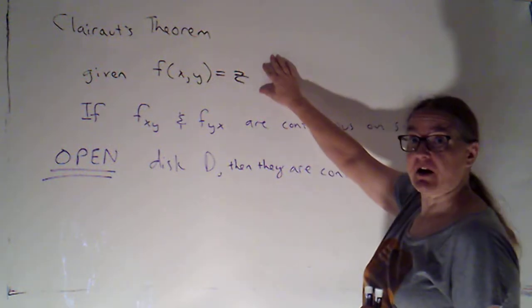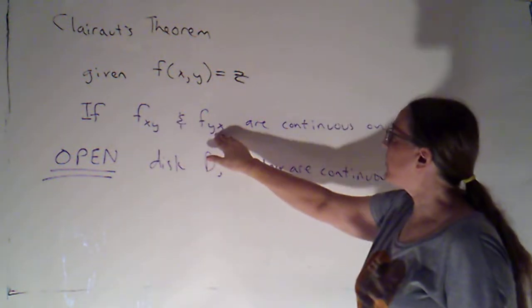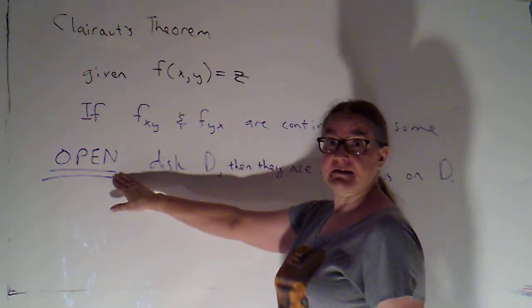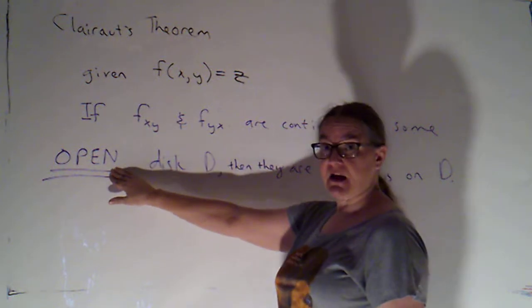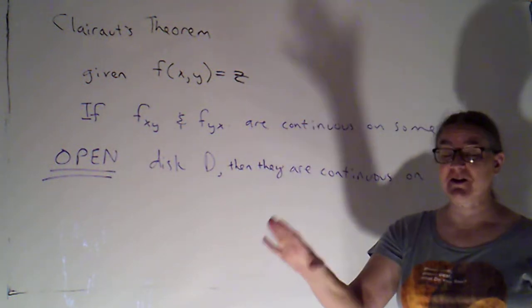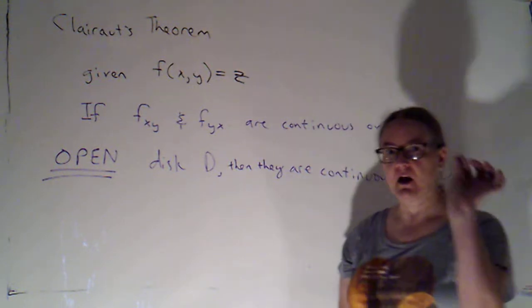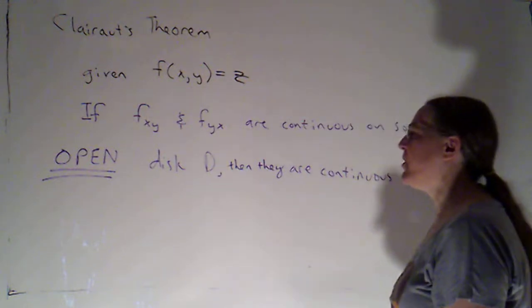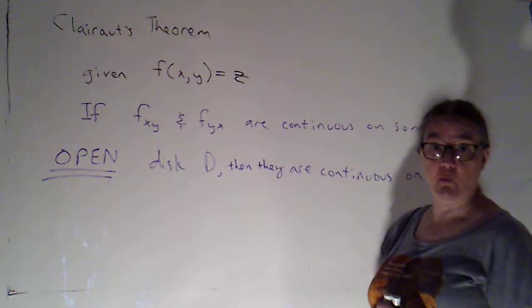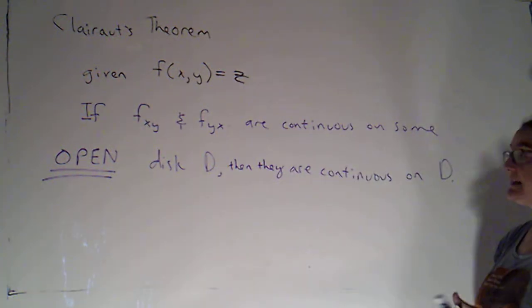Given a real valued function of two variables, if the two mixed partials are continuous on some open disk D. Now here I've emphasized the word open, and that's because in the statement of the theorem in your textbook they omitted that, and that's an error. It does need to be an open disk. I'll talk about the significance of that in a moment. But if these two mixed partials are continuous on some open disk D, then they're equal on that disk D.